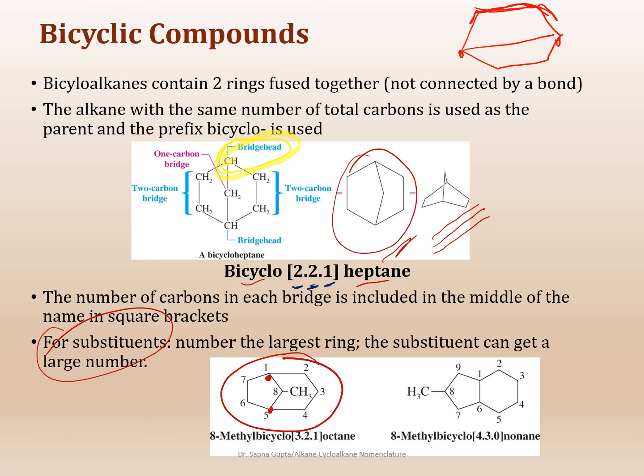The second rule is you always have to number the larger ring first, which means the side that has more bridging carbons is where you have to go. So in this case, the 2, 3, 4 that you see here is the larger bridge than 7 and 6, and that is why you have to go there, which means your substituent may not necessarily have the lowest number, and that's fine. That's totally fine in bicyclic compounds because the rules are a little bit different. I do give you some substituents sometimes in bicyclic compounds, so try to remember these rules. It's not all that difficult, I think.